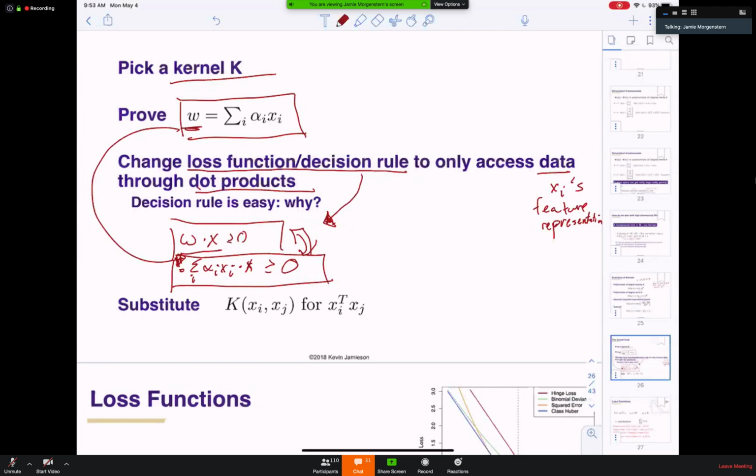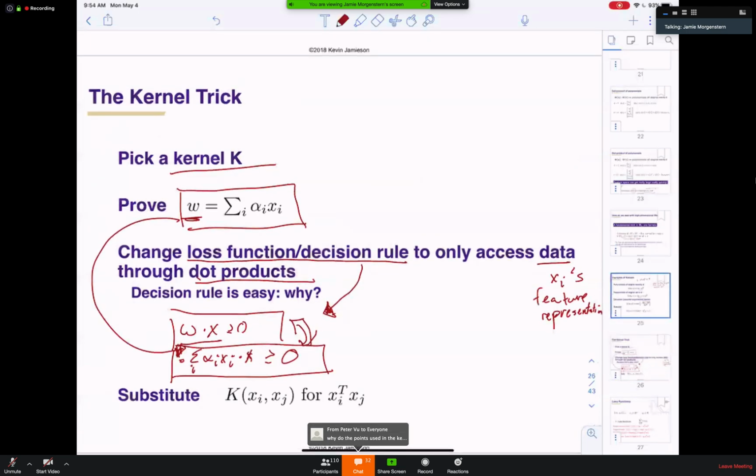The loss functions we'll talk about in a second, how to actually think about our loss functions as dot products. But the final step of the kernel trick before we get there is to substitute the kernel of xi, xj for any of the dot products that we see in our modified, or rejiggered, optimization problem.